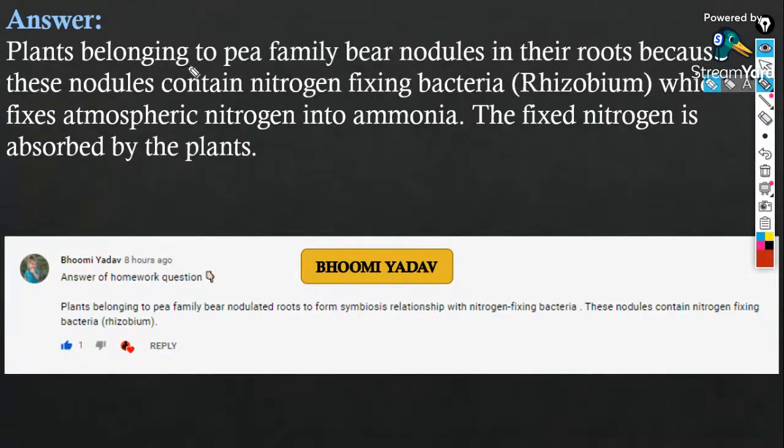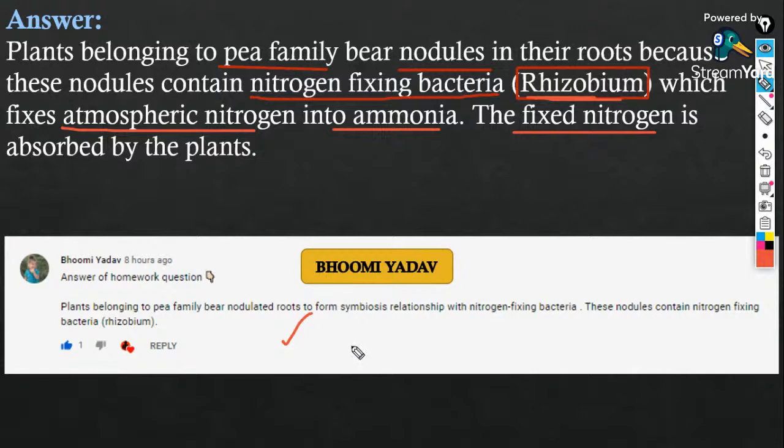The answer for that question: plants belonging to the pea family bear nodules in their roots because these nodules contain nitrogen fixing bacteria such as Rhizobium. These nodules contain nitrogen fixing Rhizobium bacteria which fix the atmospheric nitrogen into ammonia, and this fixed nitrogen is absorbed by the plants. Correct answer.